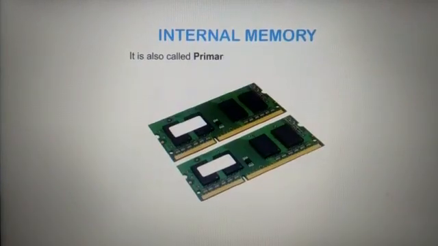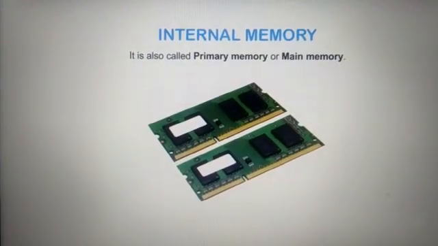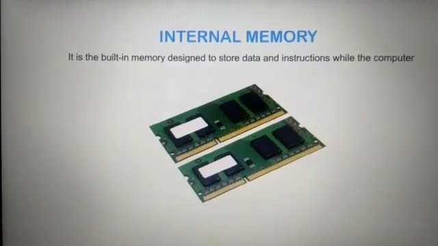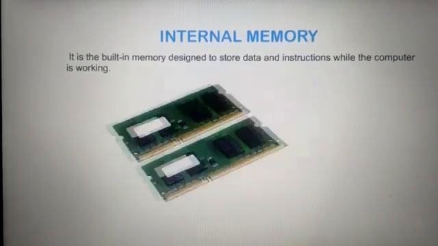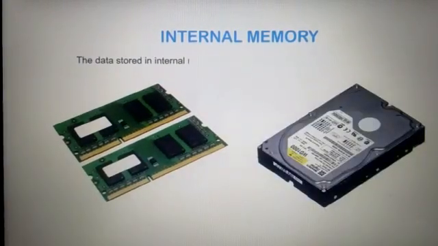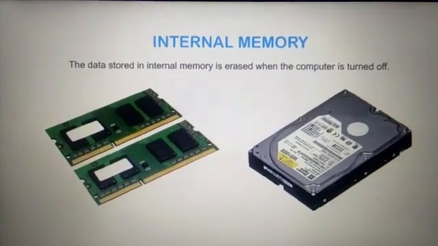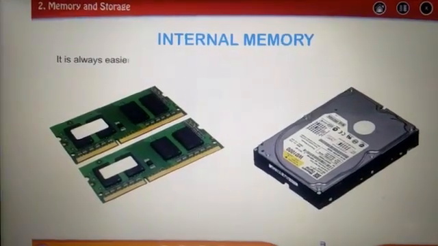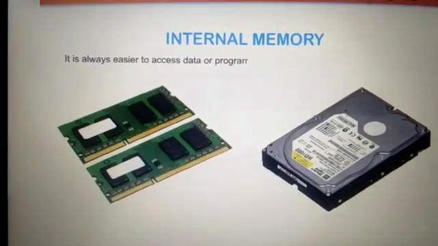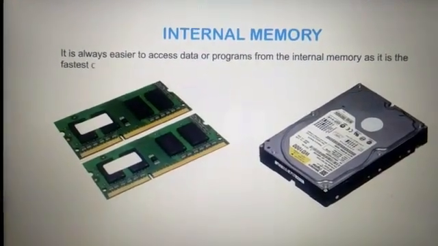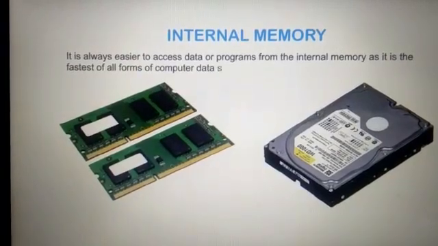The internal memory. This is also called primary memory or main memory. It is the built-in memory designed to store data and instructions while the computer is working. The data stored in internal memory is erased when the computer is turned off. It is always easier to access data or programs from the internal memory, as it is the fastest of all forms of computer data storage.